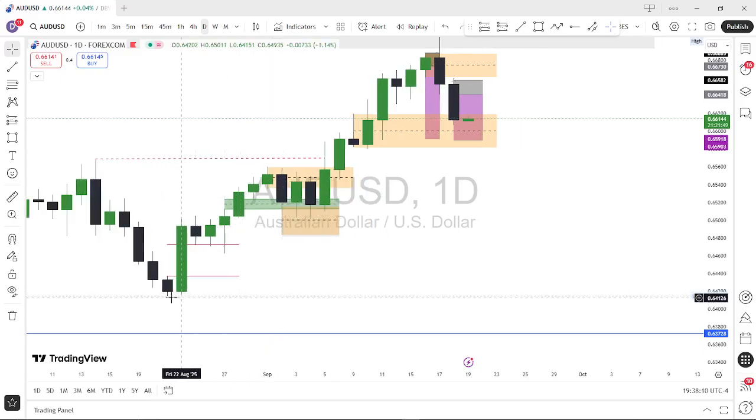So these three candles created what we call the fair value gap. Let me type that out. Created what we call fair value gap.